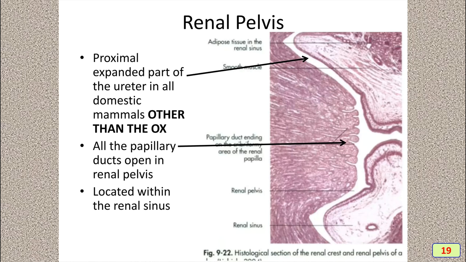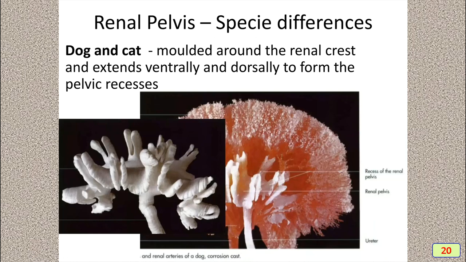Then coming to the ultrastructure or histological structure, here we can see the proximal expanded part of the ureter in all domestic animals other than the ox. All the papillary ducts open into the renal pelvis. This is the renal pelvis located within the renal sinus. Then the renal pelvis has specific differences. In dog and cat it is molded around the renal crest and extends ventrally and dorsally to form pelvic recesses.